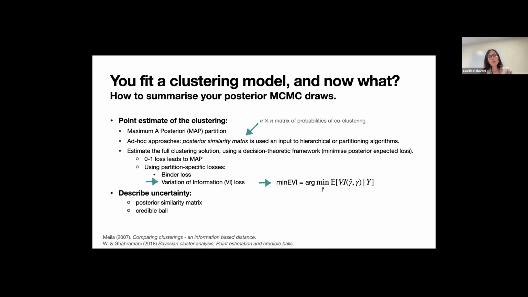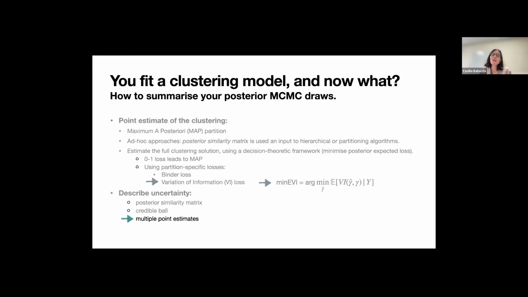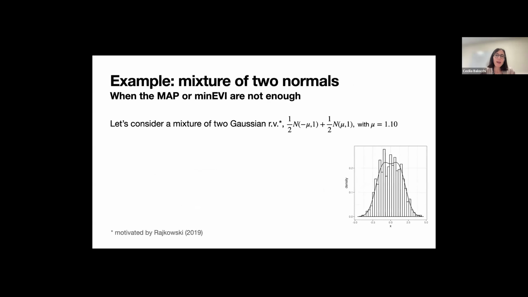We clearly cannot deal with this, and so people use MCMC. They produce tens of thousands of clustering solutions that represent their posterior draws, and then they need to summarize these posterior draws. Some of the problems are that sometimes there's label switching, and sometimes the number of clusters changes, so there are things to keep in mind when we do this.